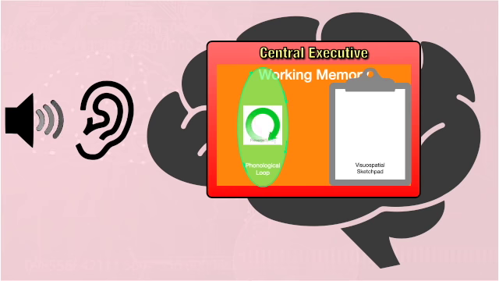This includes the voice inside your head. So when you learn new information, one way to keep it in working memory is to constantly repeat it in your head. This is the phonological loop in action.